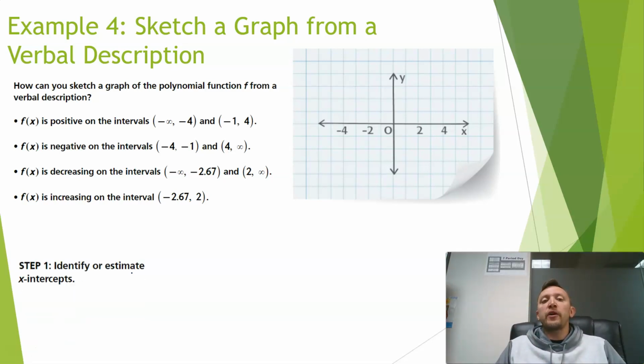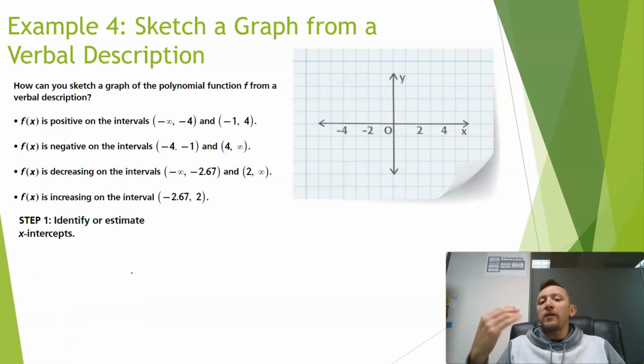So the first thing we're going to identify is, we're going to estimate where the x-intercepts are going to be. Well, how can we figure that out? There's a couple of hints that they give us. For example, they tell us it's going to be positive from negative infinity to negative 4 and from negative 1 to 4. So remember, at the x-intercepts, it's neither positive nor negative. So we can identify those x-intercepts as being at negative 4, at negative 1, and at positive 4. Okay, so we can identify the x-intercepts.